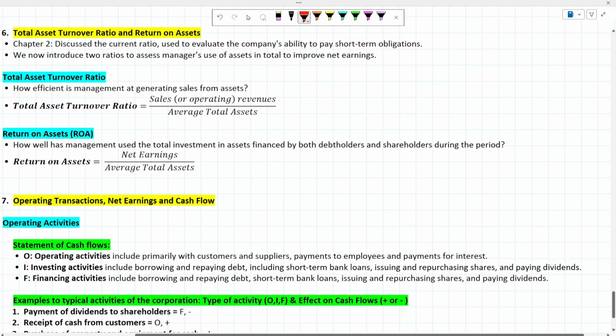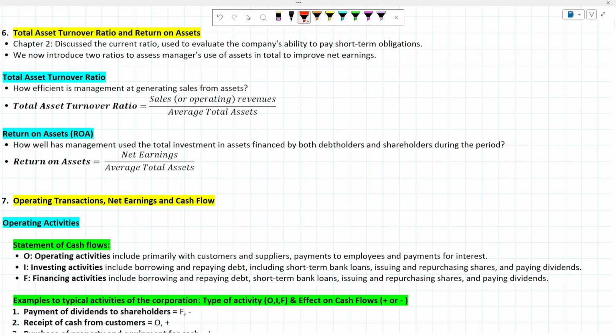So 6, total asset turnover ratio and return on assets. In chapter 2, we discussed the current ratio used to evaluate the company's ability to pay short-term obligations. We now introduce 2 ratios to assess managers' use of assets to improve net earnings. So let's look at them.